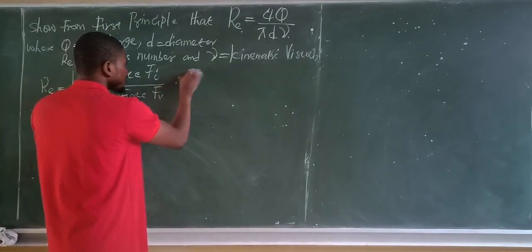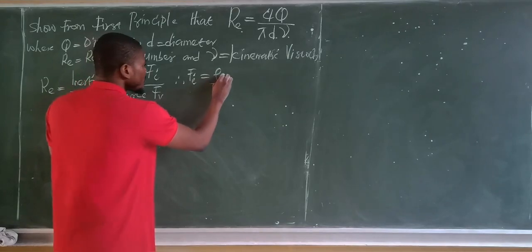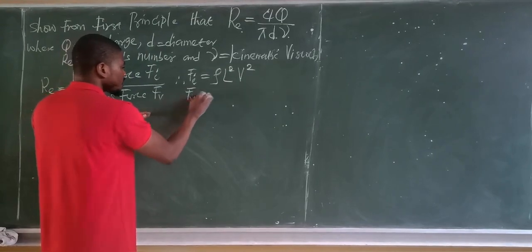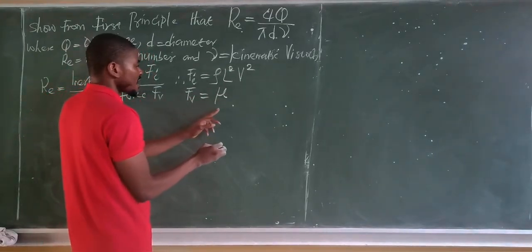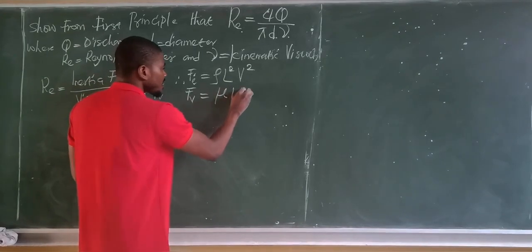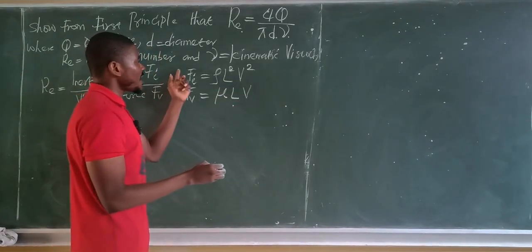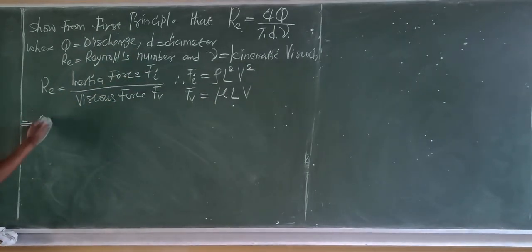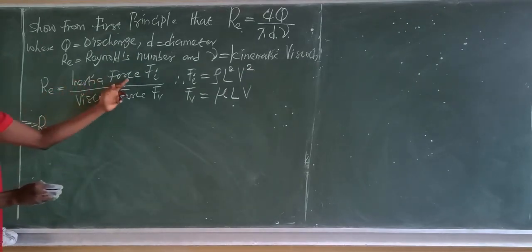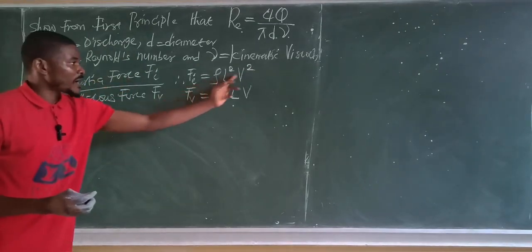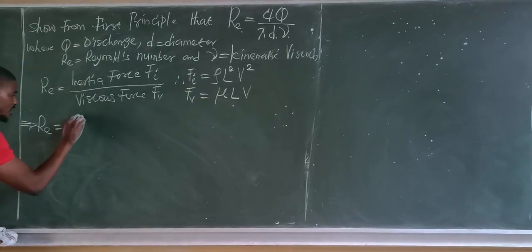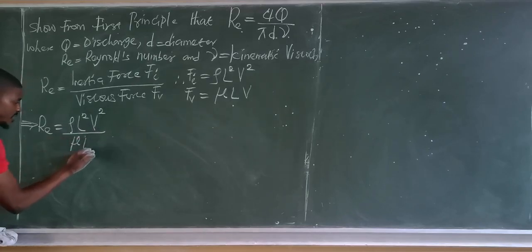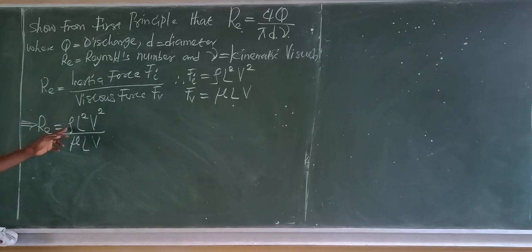The inertial force itself, Fi, is equal to rho times L squared times V squared, whereas the viscous force itself is equal to mu, which is dynamic viscosity, times L times V. So this is our viscous force and this is our inertial force. So if we are now to compute the Reynolds number, Reynolds number is equal to inertial force divided by the viscous force, which gives us rho times L squared times V squared all over mu times L times V. Not forgetting that rho is density.